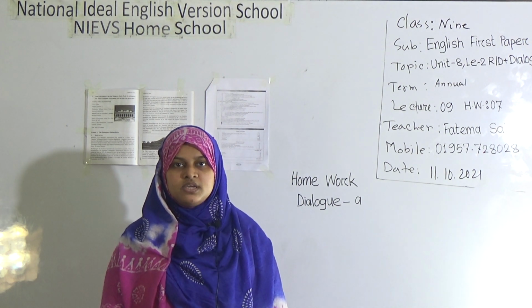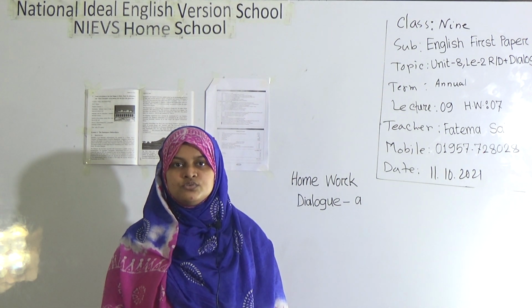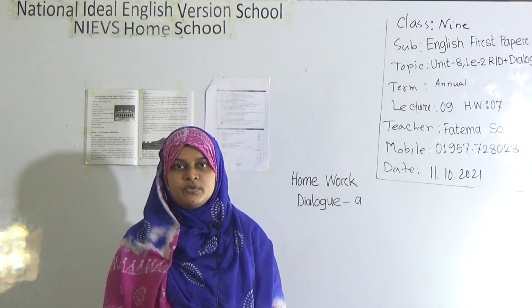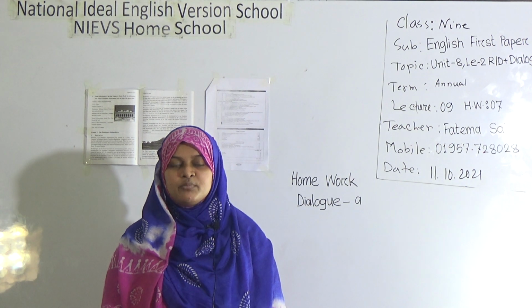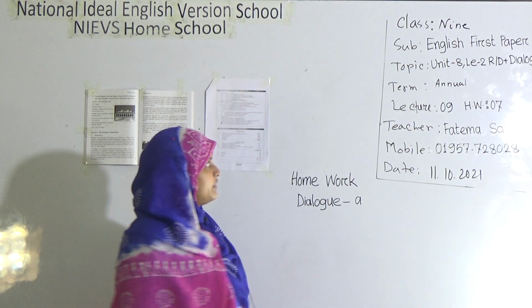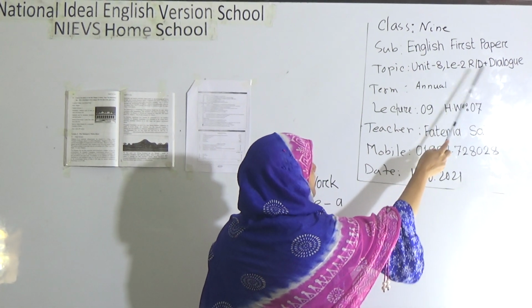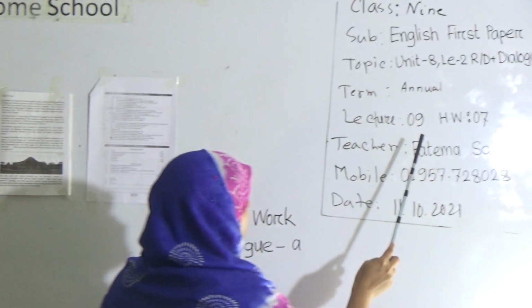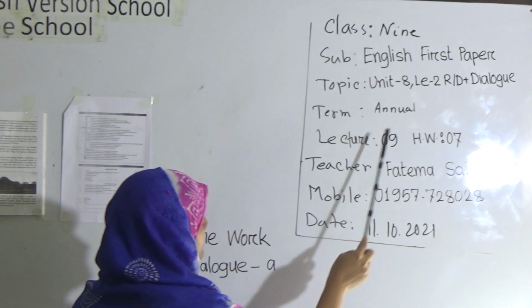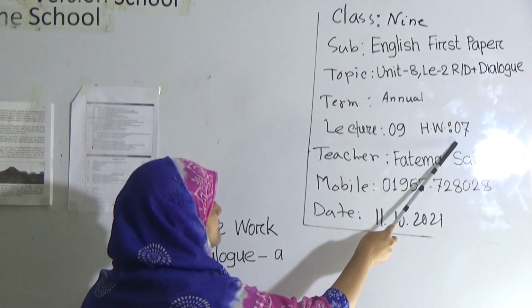Today I am going to take English first paper class for the students of class 9 on the topic Unit 8, Lesson 2, Reading and Dialogue. Students, this is lecture number 9 and our today's homework number is 7.